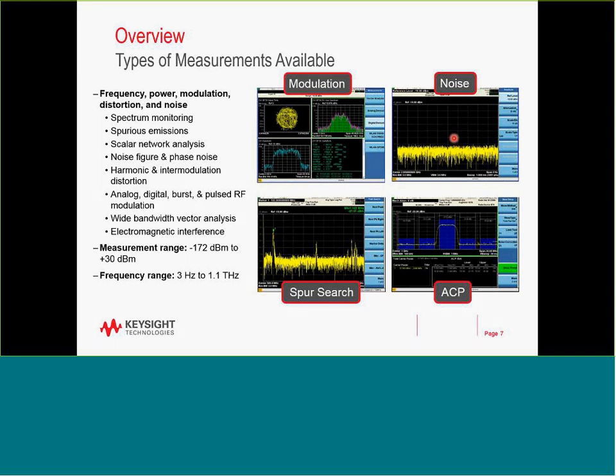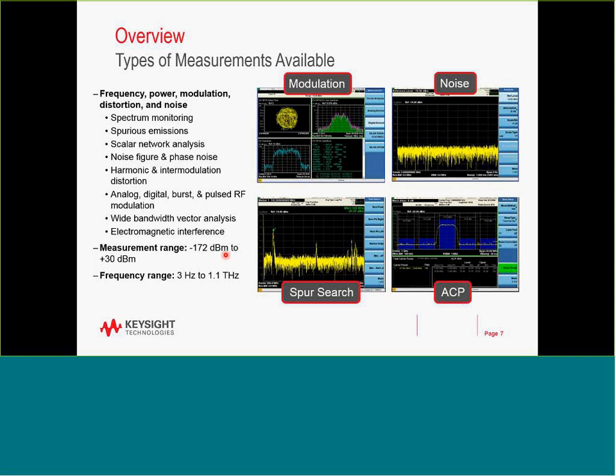Talking of noise, with the noise capability of the equipment, we can measure noise in a range of minus 172 dB, which is about a couple of dB above the thermal noise, which is minus 174 dBm per hertz, to a maximum in this case of plus 30 dBm. If you need to measure a higher signal, then you need, of course, to put a pad in front of the instrument.